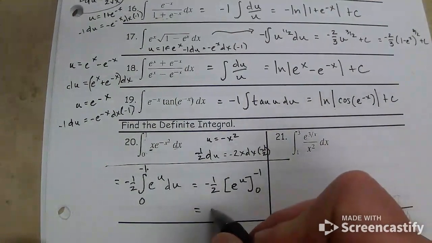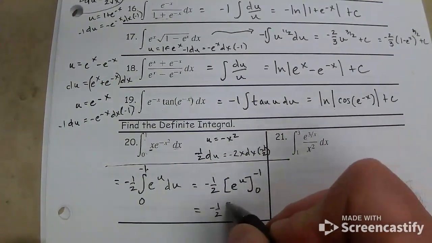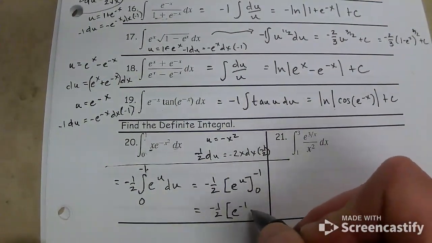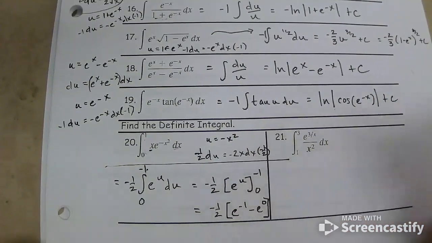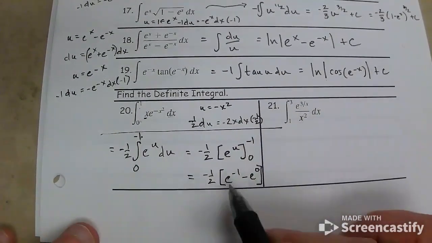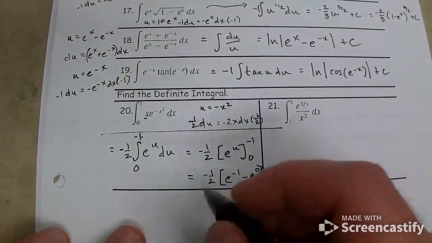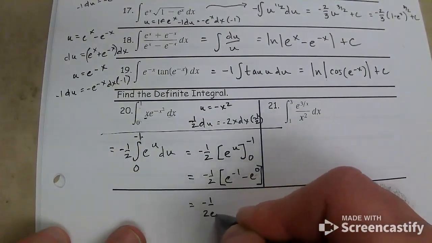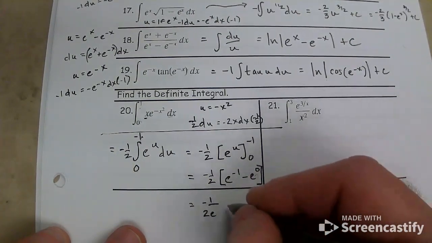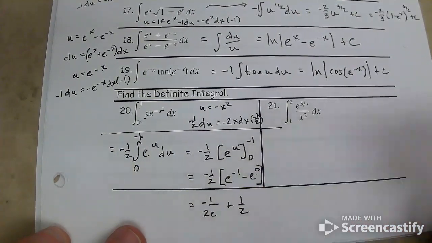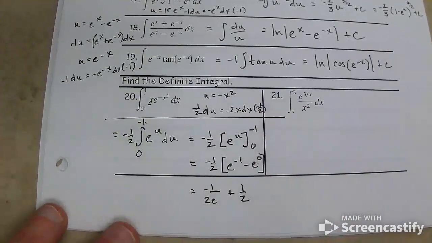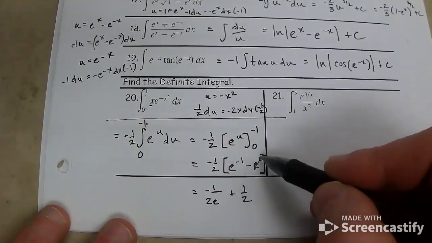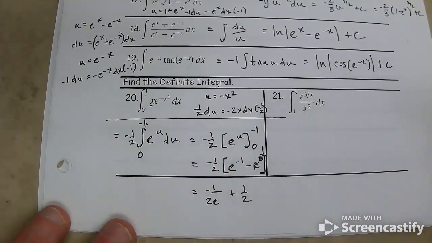So if we do it, we're going to get negative 1/2 times e to the negative 1 minus e to the 0. And before you say, oh, that's just going to be, remember, this value is 1. So in reality, this is going to be negative 1 over 2e plus 1/2, or some version of that, because this value right here is actually 1. Okay.